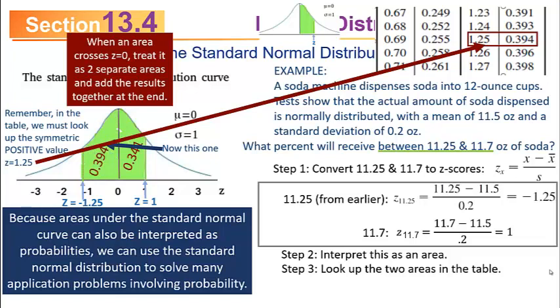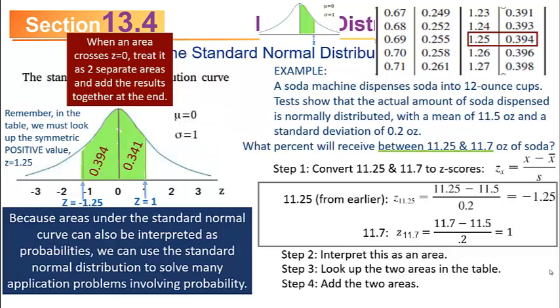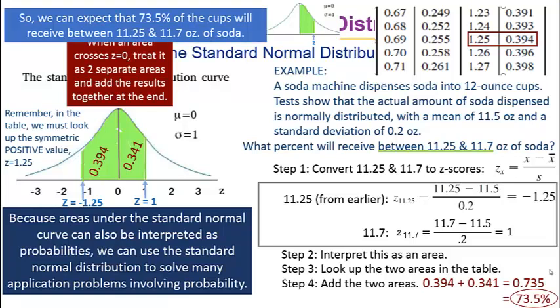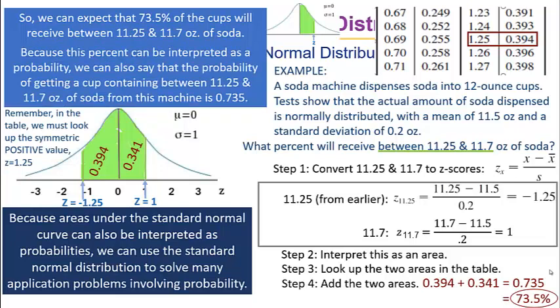So now we have both individual areas and we just have to add them together. 0.394 plus 0.341 is 0.735, or 73.5%. So we can expect that about 73.5% of the cups will receive between 11.25 and 11.7 ounces of soda. And again, because this percent can also be interpreted as a probability, we could also say that the probability of getting a cup containing between 11.25 and 11.7 ounces of soda from this machine is 0.735.